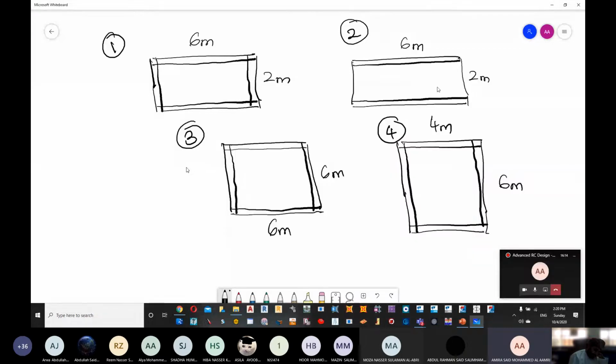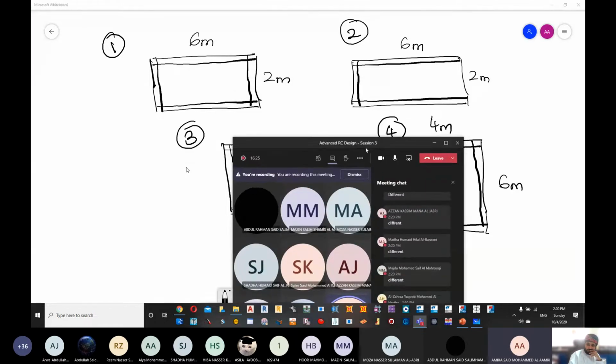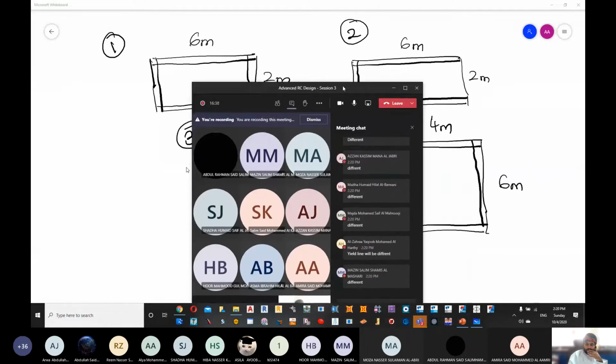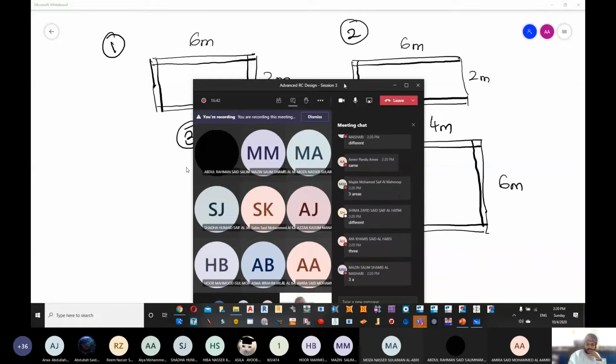Okay, let's make it a little bit interesting. So I have added another one here. Now, how many areas now? Three areas.